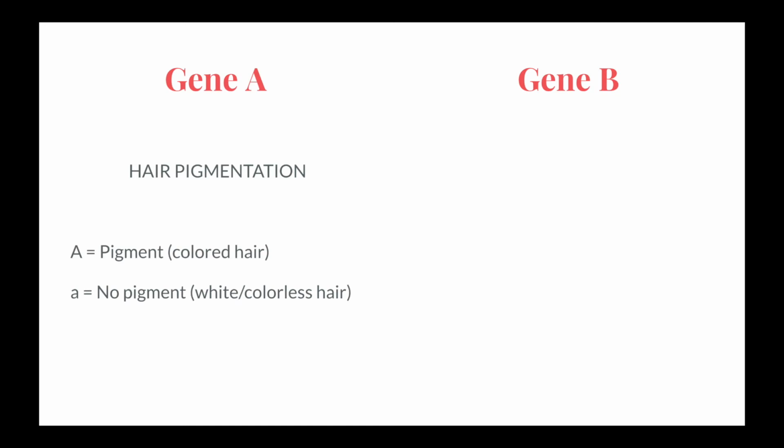So let's say we have two genes, A and B. Gene A is responsible for hair pigmentation. A capital A allele leads to the creation of pigment or color in the hair. A lowercase a allele leads to no pigment being produced. Gene B is responsible for hair color. A capital B allele leads to red hair, and a lowercase b leads to pink hair.